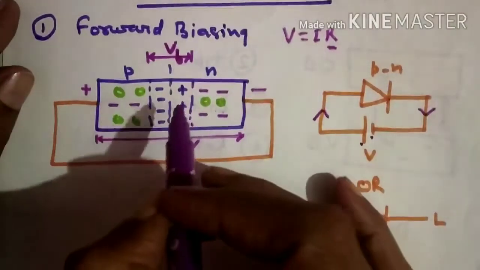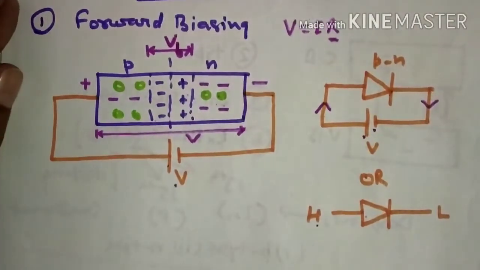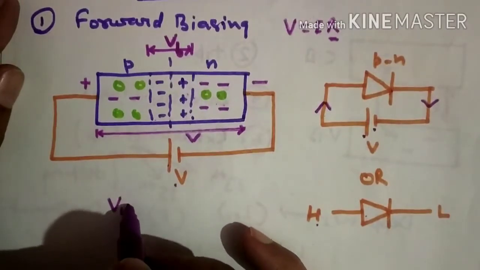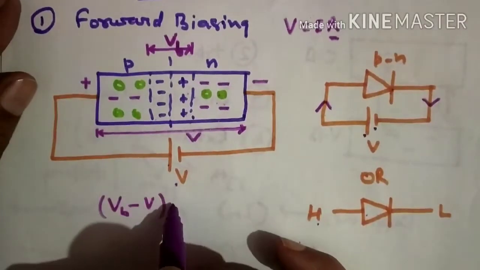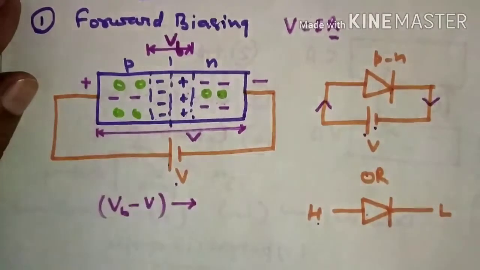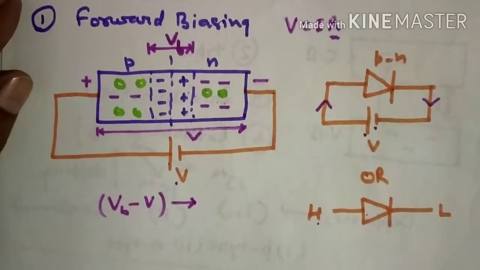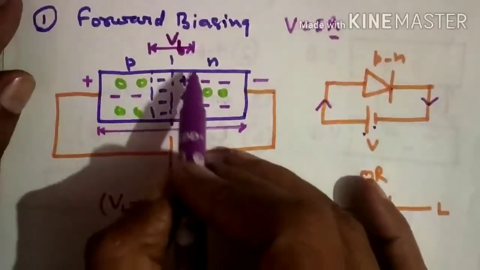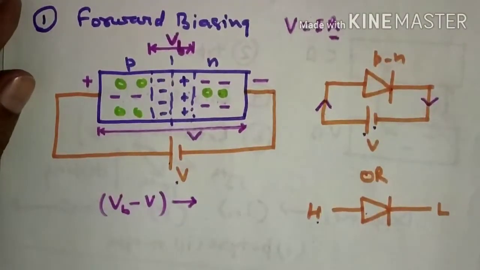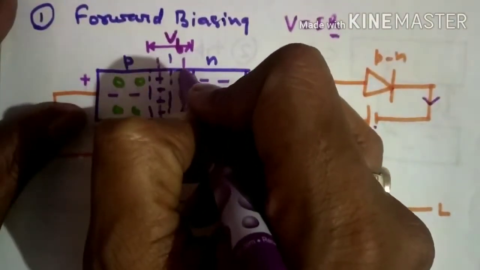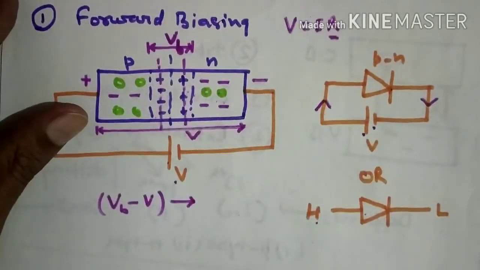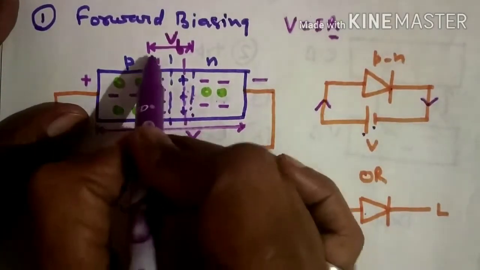due to which the effective potential difference in the depletion layer becomes V_B minus V. This is the effective potential difference across the depletion layer. You can say that the value of barrier potential decreases and hence the width of the depletion layer also decreases. Just see, this is the width now. Initially it was from here to here, now the width decreases.